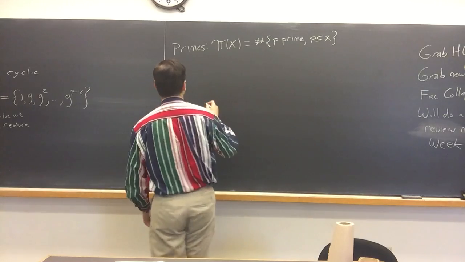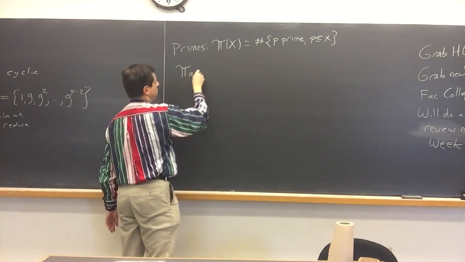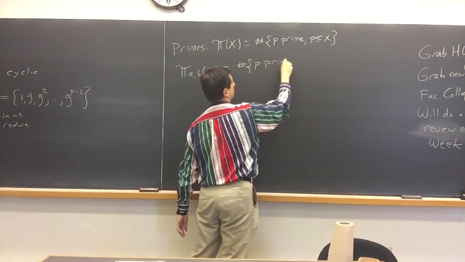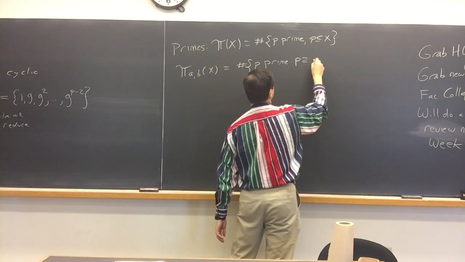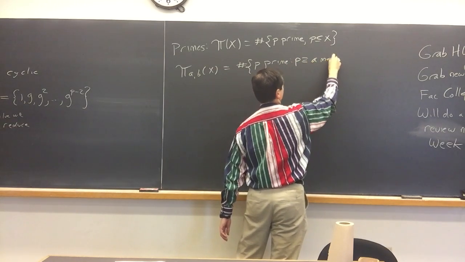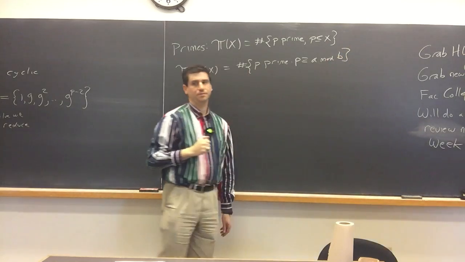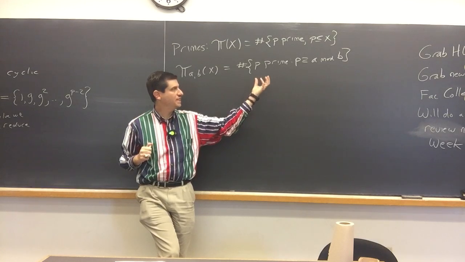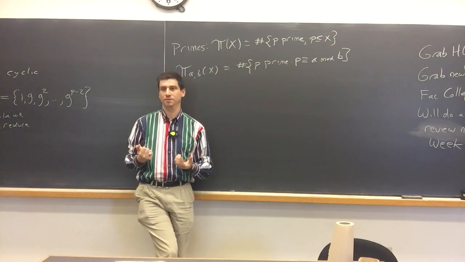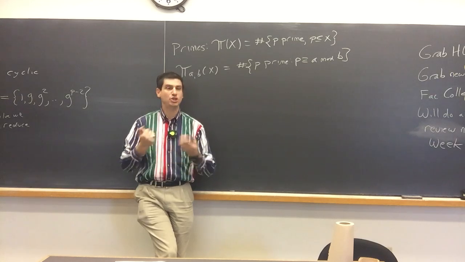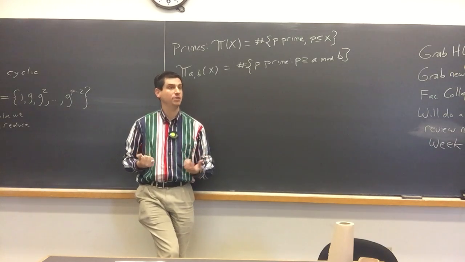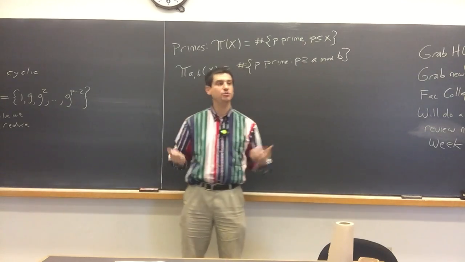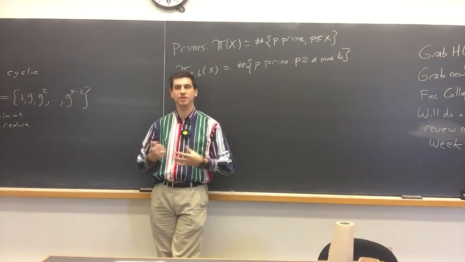Well, the next thing we might ask is pi_{a,b}(x). And this would be the number of primes p congruent to a mod b. So we gave you a homework problem earlier where we showed that there are infinitely many primes congruent to 3 mod 4. It turns out we don't have an elementary way of proving that there are infinitely many primes congruent to 1 mod 4. And you could ask, for which a and b do we have elementary ways of proving the infinitude of primes of that form?